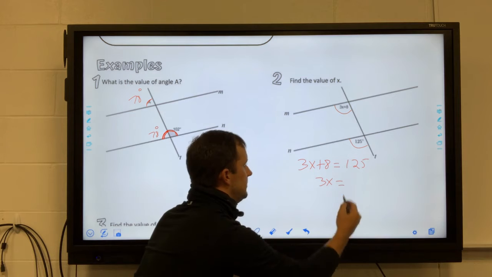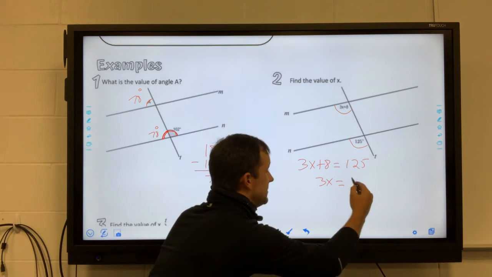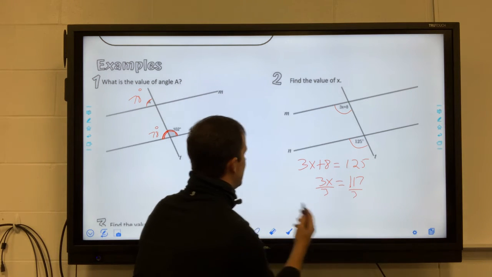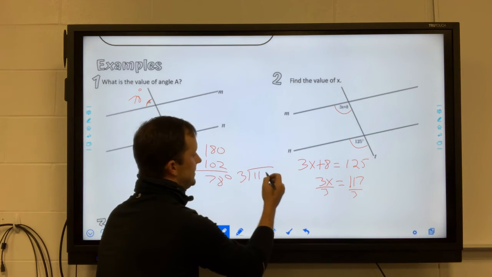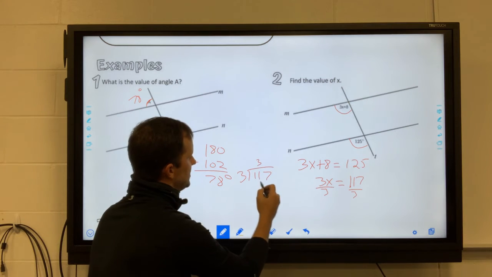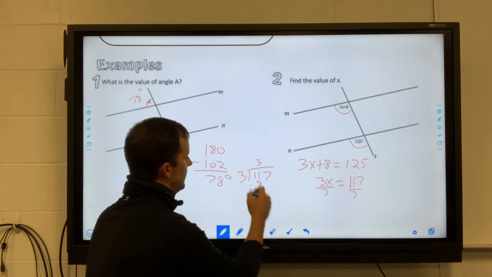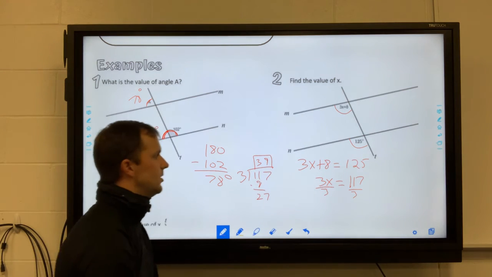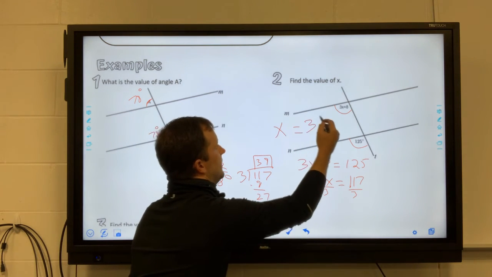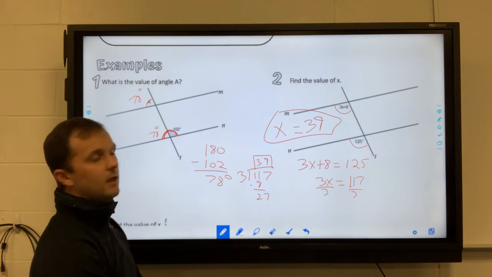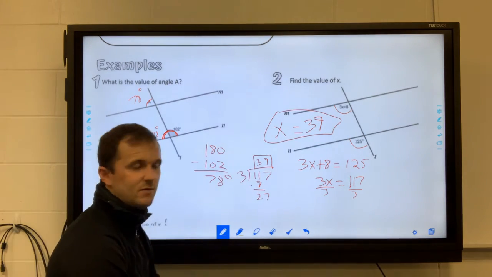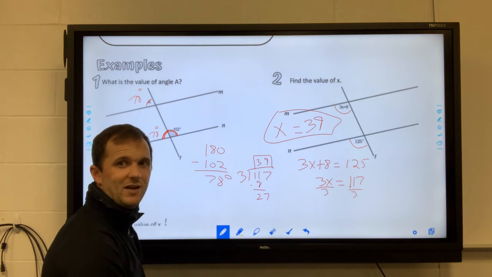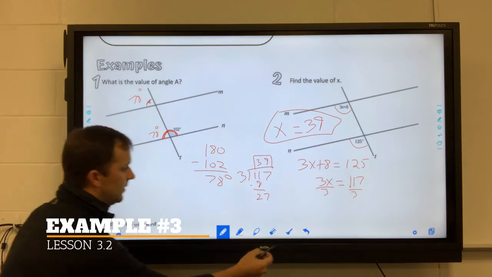So 3x is equal to 125 minus 8, which is 117. Then I'm going to divide by 3 on both sides. If I divide 3 into 117, 3 goes into 11 three times, which gives me 9, leaving 27, and 3 goes into 27 nine times. So ladies and gentlemen, your answer is 39. So x is equal to 39. Then I can go back and plug it in to see if it matched. 39 times 3 is going to give me 117, plus 8 is going to give me 125. Boom. All right, so let's look at the next one.